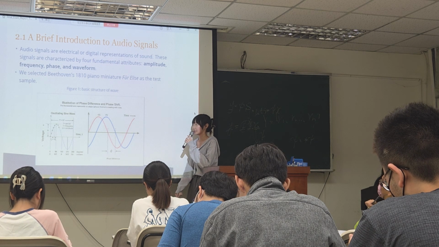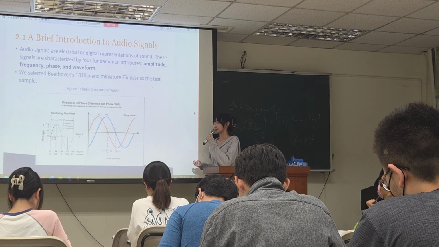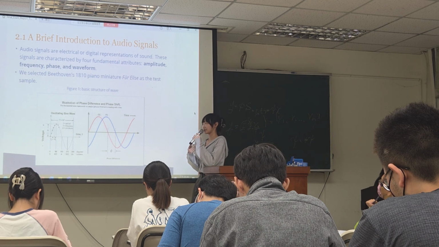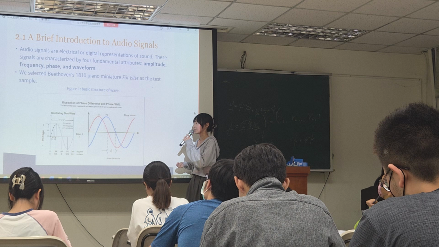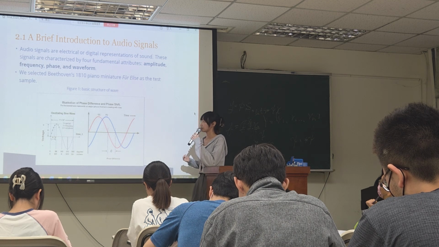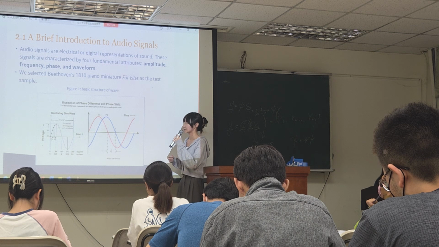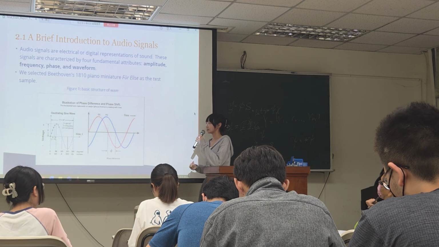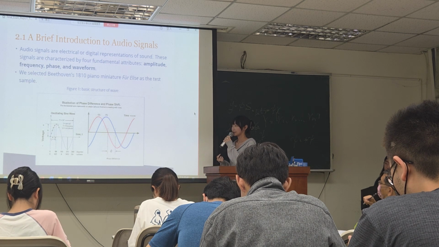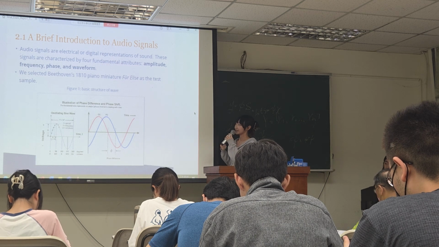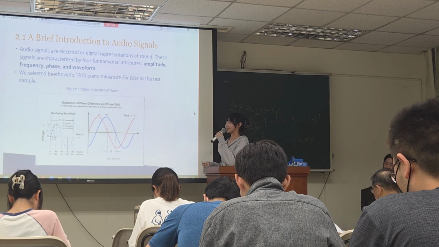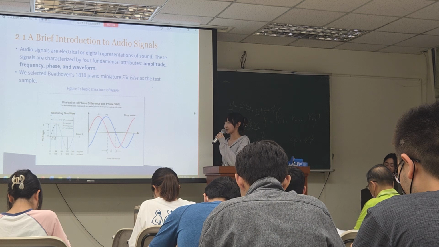Considering that vocal recordings have more complex harmonics, we selected Beethoven's Für Elise as the test sample. This song is played by guitar, so it's recognizable.